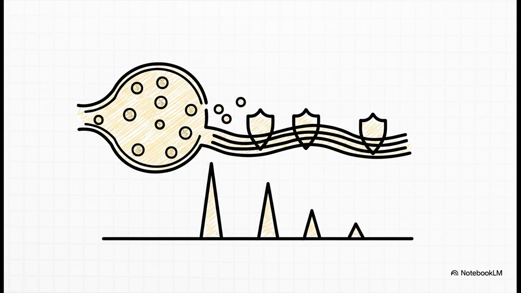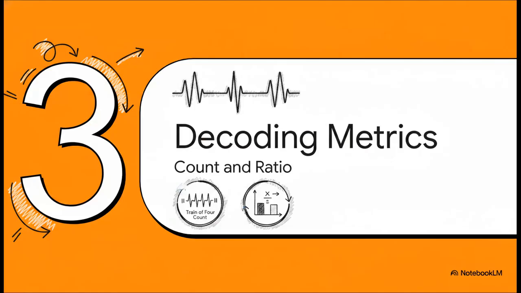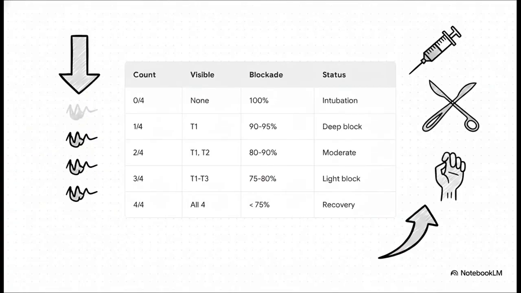Keep in mind though, depolarizing blockers like succinylcholine don't cause FADE in their standard phase. Those twitches just decrease uniformly all at once. All right, let's break down the numbers in Section 3, decoding the TOF metrics. So our very first metric is the Train of 4 count. This is literally just you counting the visible or palpable twitches from 0 to 4.